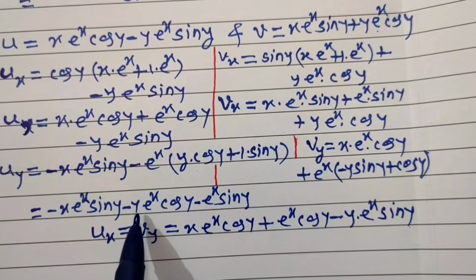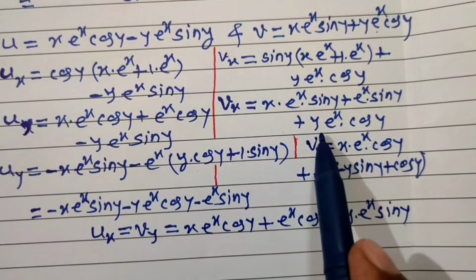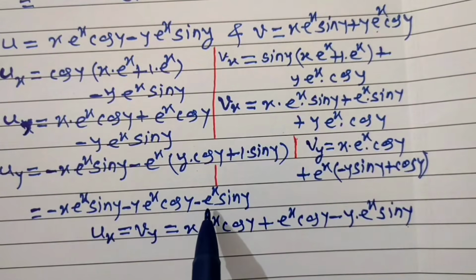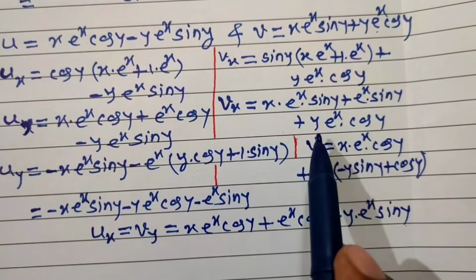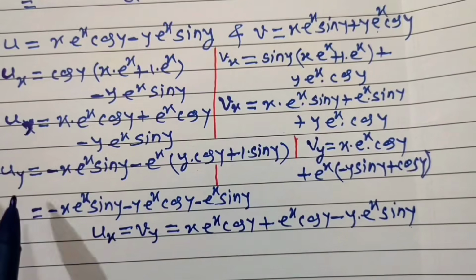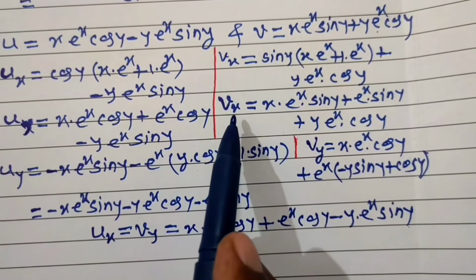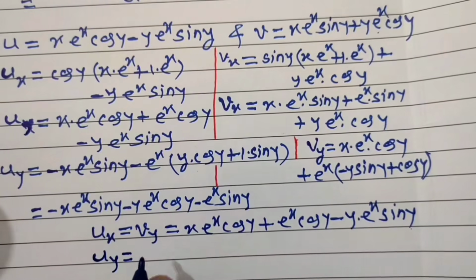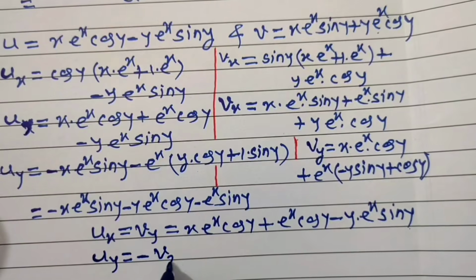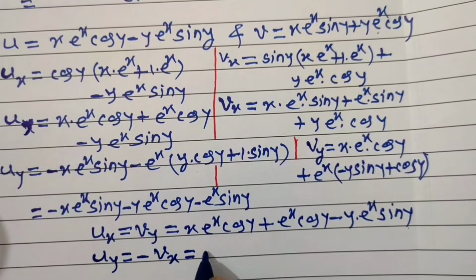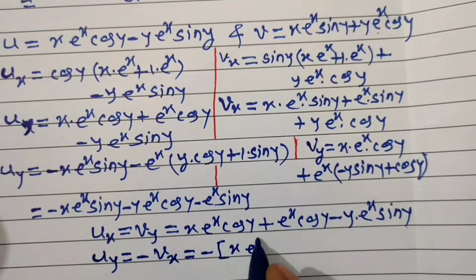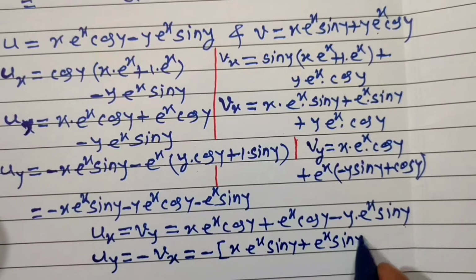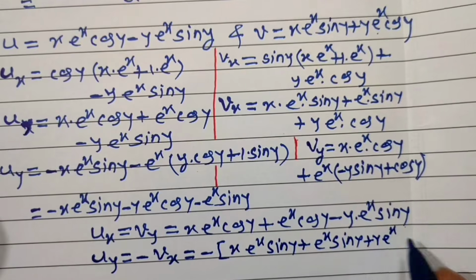Now here negative term, y into e to the power x cos y, y into e to the power x cos y. This is negative and this is positive term. And third term, minus e to the power x sin y, and here third term is plus e to the power x sin y. Means uy and vx are having same values with opposite sign. So we can write uy is equal to minus vx, minus of vx, and this is equal to minus of x into e to the power x sin y plus e to the power x sin y plus y into e to the power x cos y.